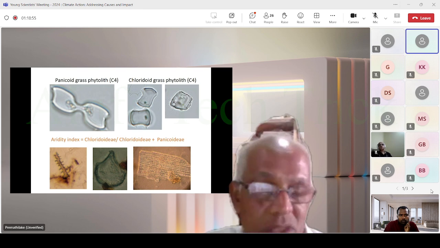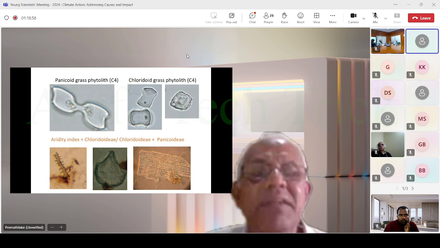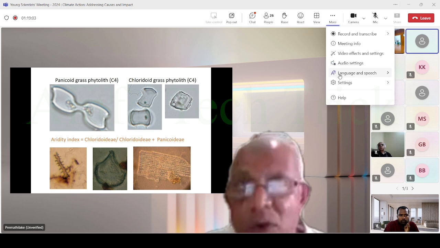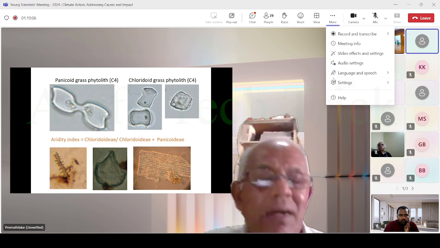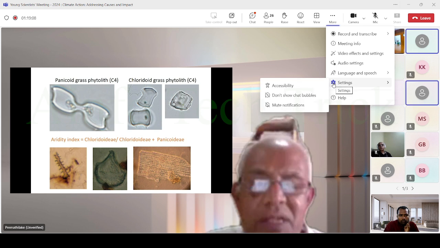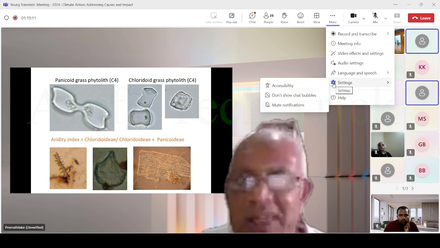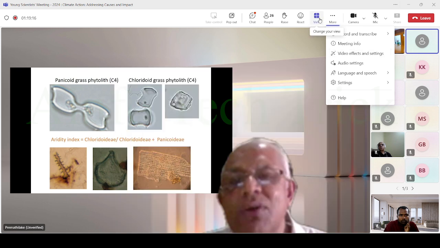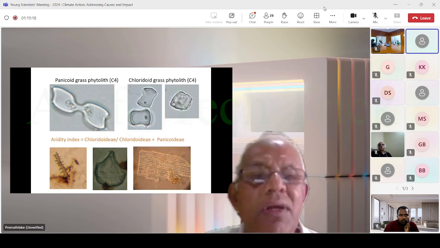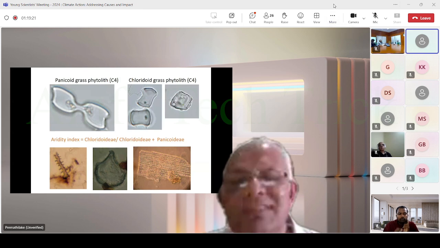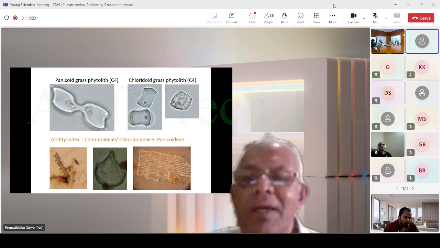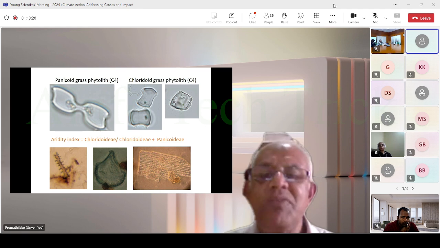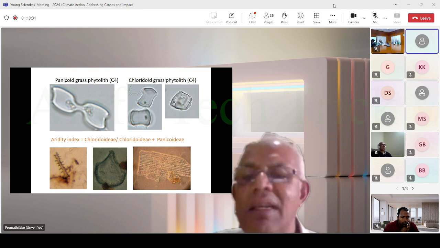Usually chloridoids grow in very arid areas, arid climatic conditions. But panicoids prefer much water. They need more water to grow. So in that sense, these two types of phytoliths are very good indicators of moisture changes and aridity changes. So we use this to measure climate change. The aridity index is, of course, called the chloridoid panicoid phytolith ratio. We count how many phytoliths we found in each sample, and we can measure the ratio between chloridoids and panicoids. The ratio between these two is an excellent indicator of the aridity.